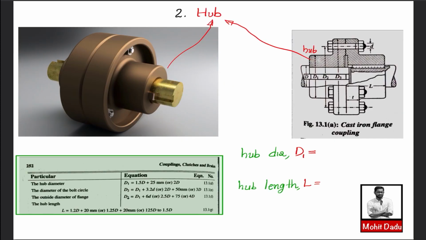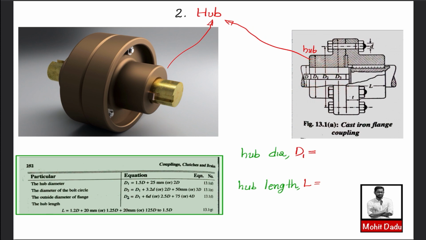So the next part to be designed is the hub. The hub is the portion which is coming in contact with, or which is making a connection with, the shaft with the help of the key. So the hub portion you can see in this figure as well as in this figure, and the hub has two dimensions or parameters. One is the hub diameter, that is here in this figure you can see this is the hub diameter which is represented by capital D1, and the hub length, that means the length of the hub portion, that is this much length, and it is given in terms of L. So this is the hub length.